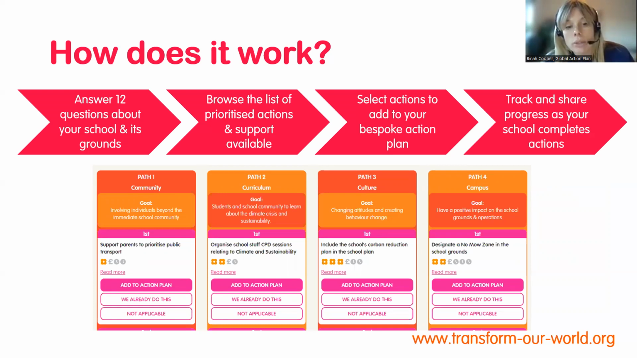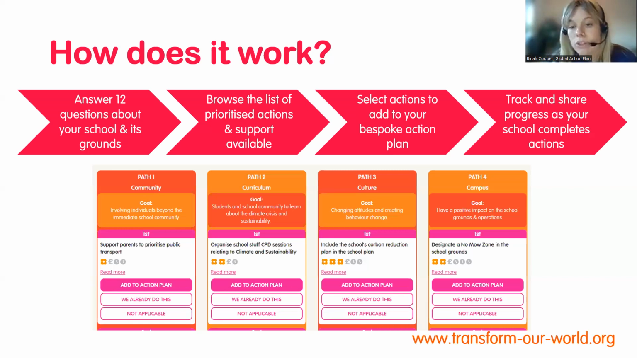Curriculum, pathway number 2, is all about what young people are learning, whether that's through teacher CPD, through resources in the classroom, through assemblies, through events. Pathway 3 is all about culture, and this is all about behaviour change. So away from the classroom, how are you supporting young people and people around your school to reduce their carbon footprint or to change their attitude towards environmental measures or actions? And finally, pathway 4 is all about campus. As I mentioned, the initial questions ask you about green space and the places around your school. This is looking at the structural side, the infrastructure that you have in your school and what you can do to make a difference.